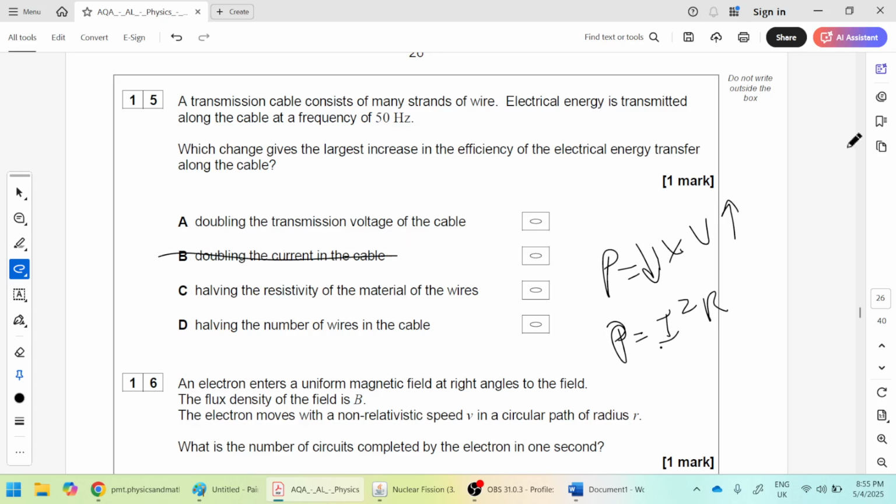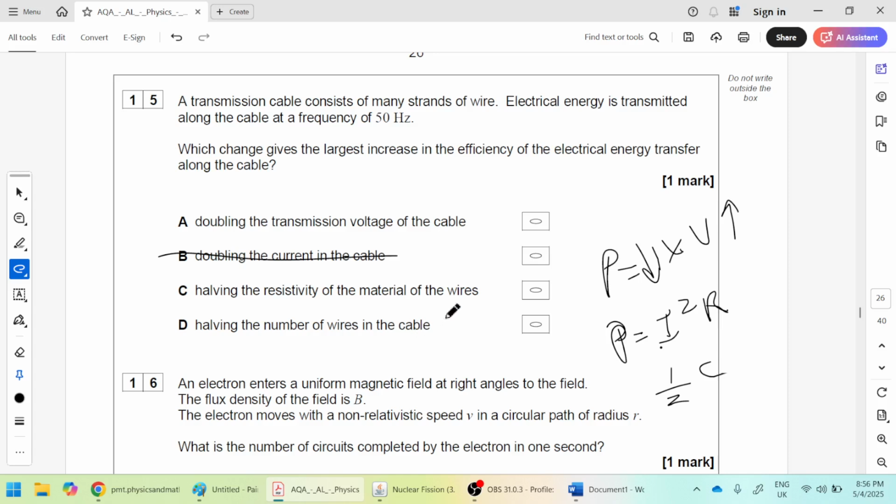That's not an option. Halving the resistivity of the material of the wires is going to make the resistance smaller, it'll make the resistance halved. So the power lost is going to become half of what it was before. So I'm going to write that down. We are going to have half the power loss for option C.